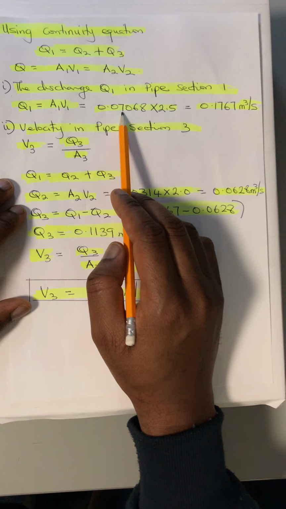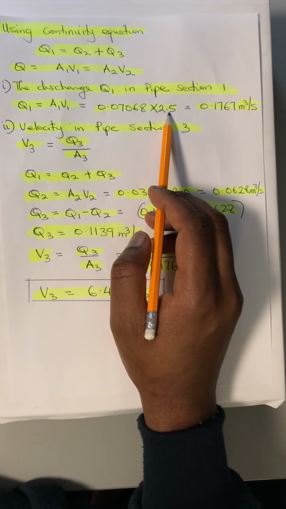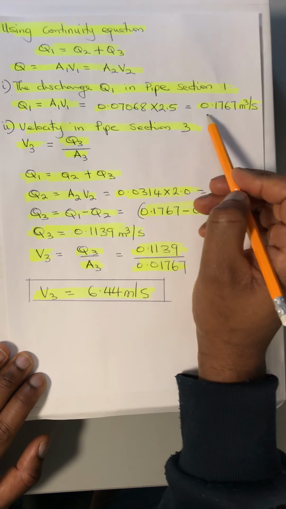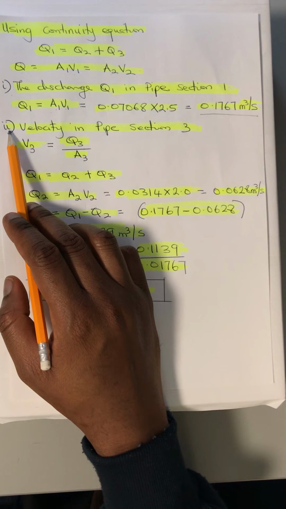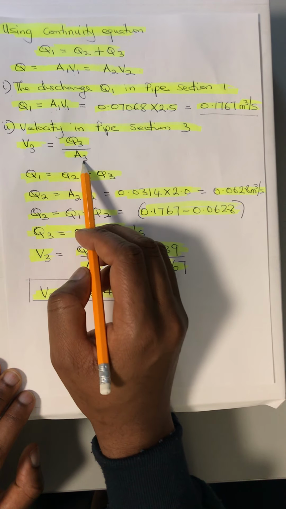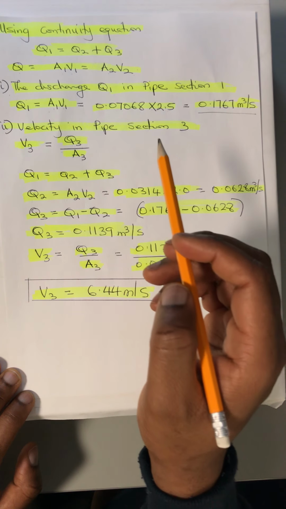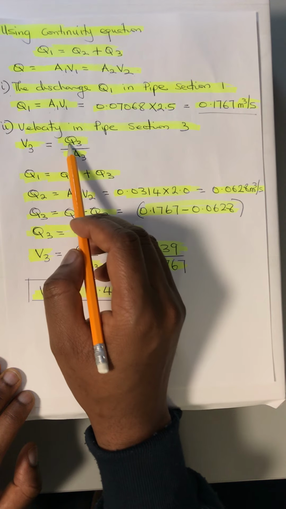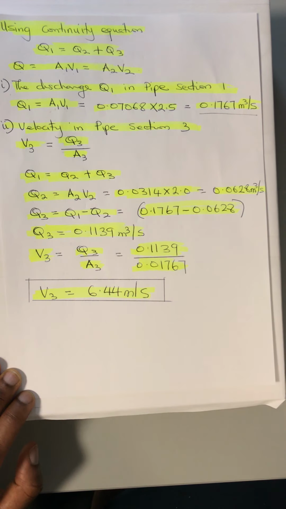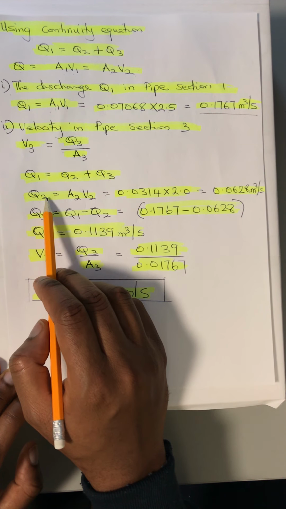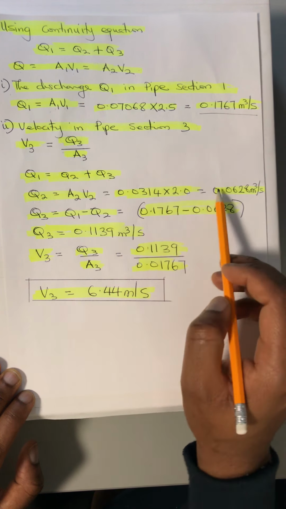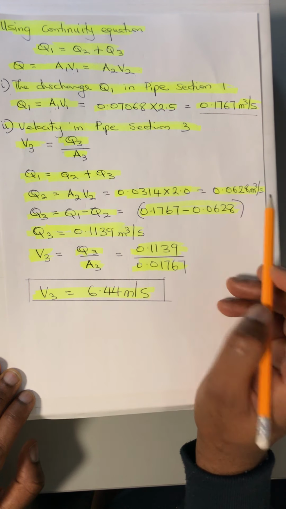So we have our A1 and our V1, which gives us 0.7068 multiplied by 2.5, which is the velocity, which gives us 0.176 cubic meters per second. Now, in question 2, we are asked to find the velocity in pipe section 3. So V3 equals Q3 over A3. How do we find Q3? Let us not forget Q1 equals Q2 plus Q3, so we need to find Q2 first. Q2 equals A2 V2, which equals 0.0314 times 2.0, which gives us 0.0628 cubic meters per second.